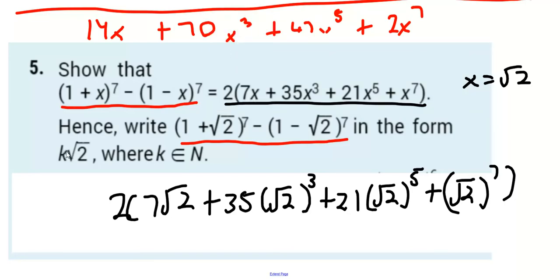Lads, your answer has to be expressed as k root 2. I'll give you an example. It says k is an element of N. K has to be a natural number. 3 root 2 would be an answer. It can't be minus 3 root 2. Why? Because it has to be a natural number, 1 and above. Element of N means any whole number, 1, 2, 3, 4, 5. That's all that means.